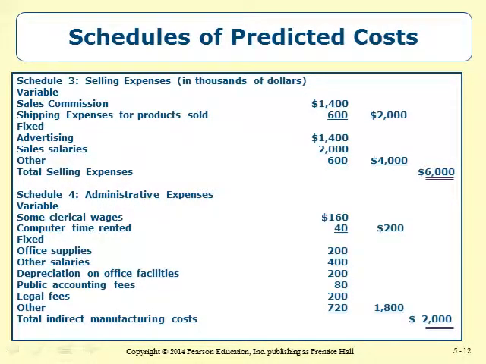Here we see Cordell Company's schedules of predicted selling and administrative expenses for the same year. So these are selling, general, and administrative expenses, versus what we saw in our previous slide, which were indirect manufacturing costs for the same period.